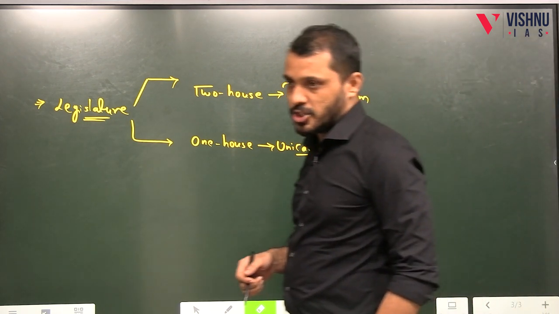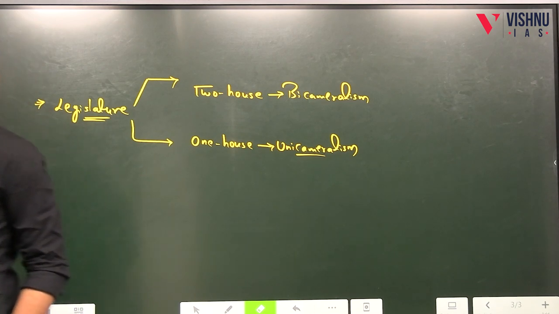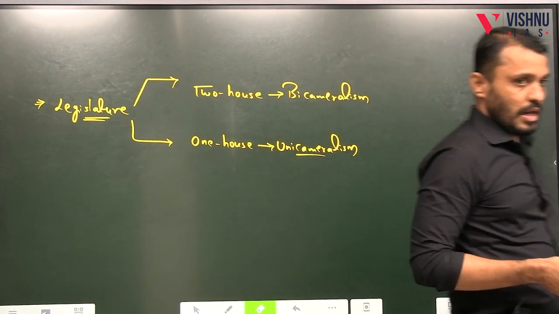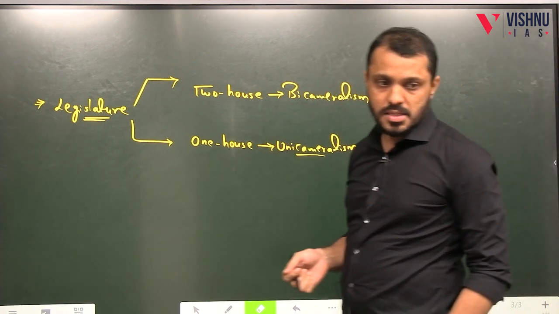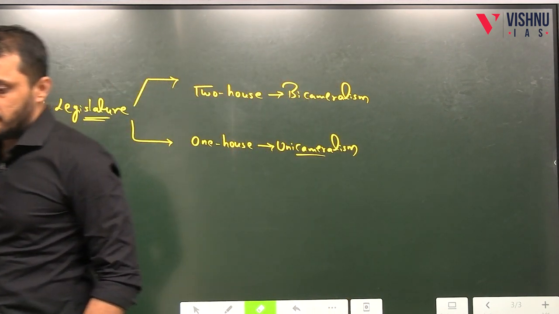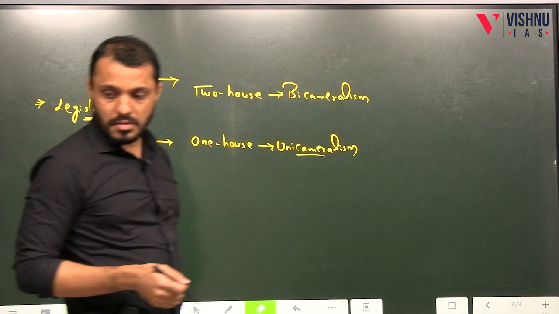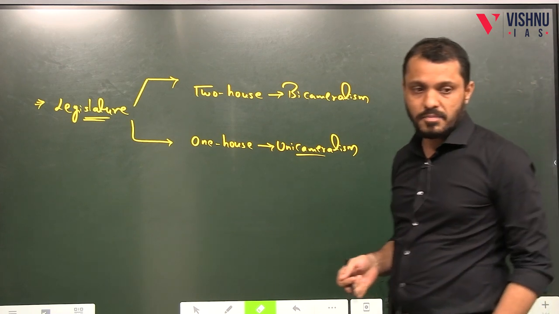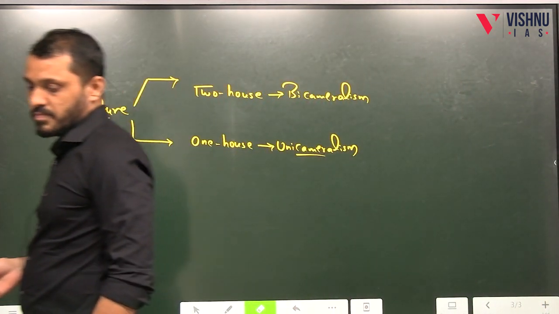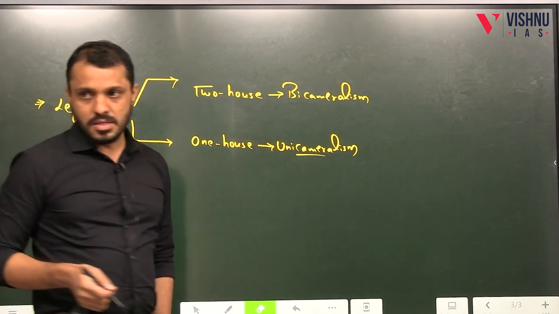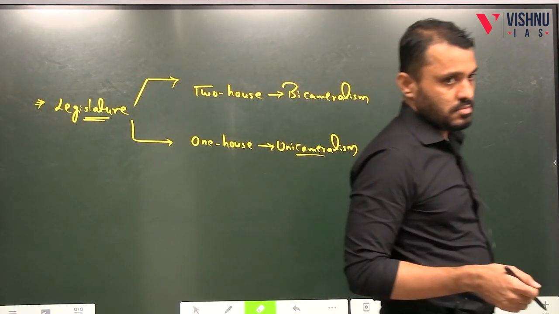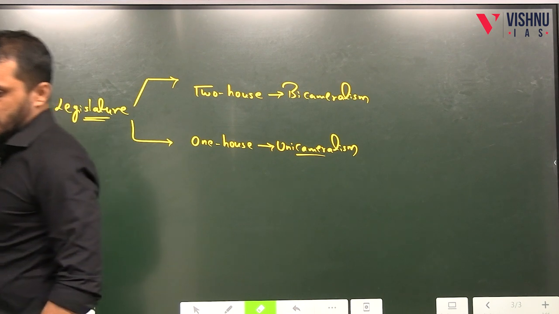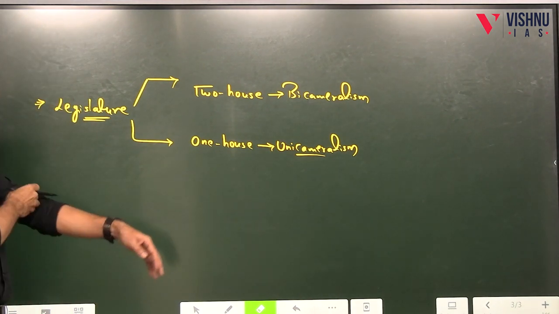The following states in India consist of a bicameral legislature. Number one, UP, second one, Bihar, third one, Maharashtra, fourth one, Telangana, fifth one, Andhra Pradesh, sixth one, Karnataka. Sixth one, Karnataka. Now, listening part.